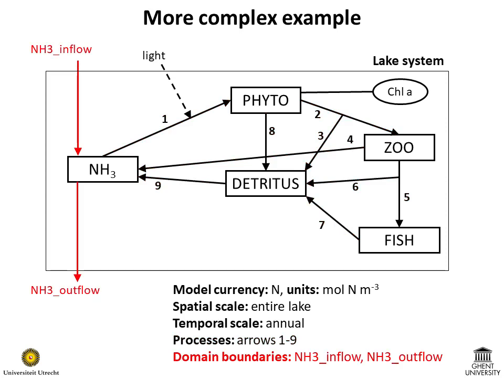Additionally, arrows indicate the input and output of ammonia into the system at the domain boundary via transport processes. The model currency is nitrogen, and the state variables are expressed in moles of nitrogen per cubic meter of water. The models are expressed on the scale of the entire lake and on the scale of years.